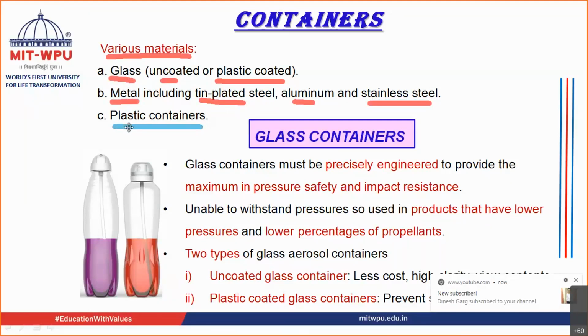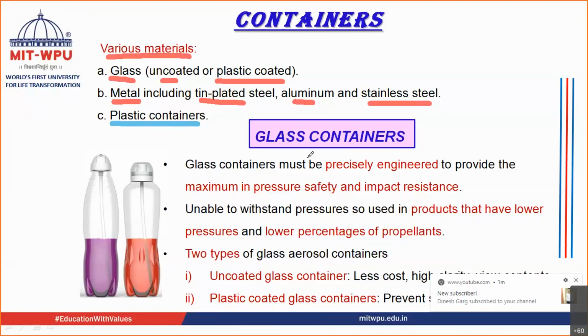Plastic, basically, in an aerosol packing, is used in order to coat. So when we talk about the coated containers, glass coating, this glass coating is given by plastic. Also, many a time the metal is coated. Glass is coated from outside with plastic, whereas these metal containers are coated from inside with the help of plastic. So plastic basically is used for coating of glass or metal containers.